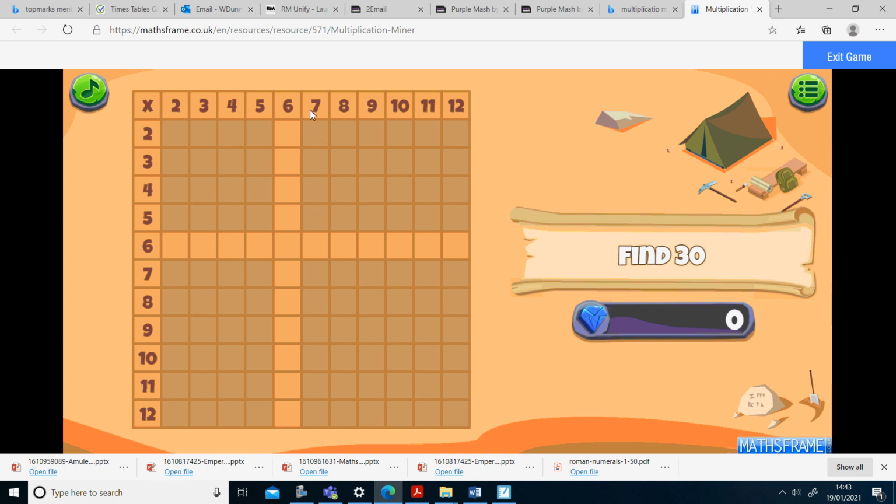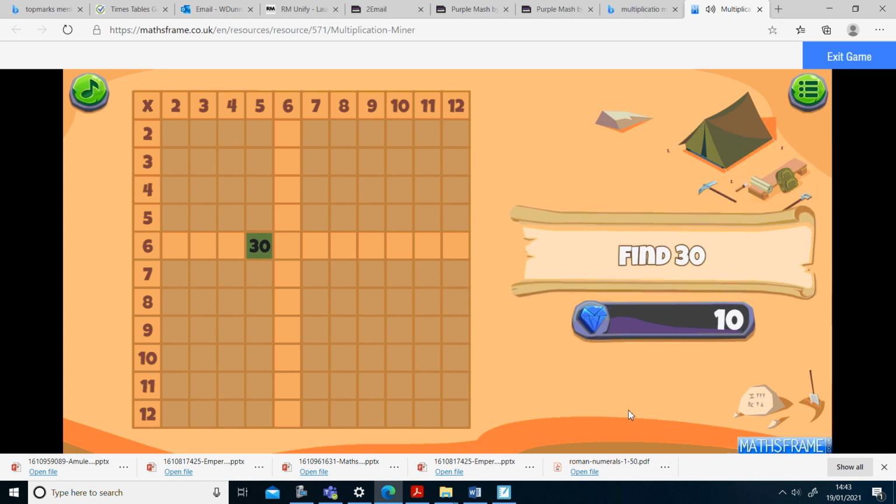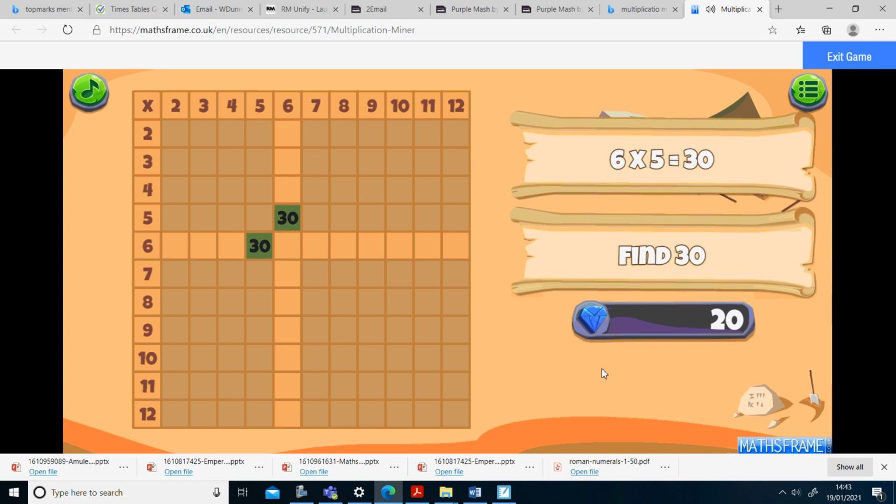So I know that 5 times 6 is 30, so I'm going to go across to number 5 and down to the 6th row and click. And I got that right, so I got some jewels. Now I've got to find 30 again, so instead of saying 5 times 6, I could say 6 times 5. So I'm going to go across to 6 and down to 5 and click. And I got that right as well, so I've got some more jewels.